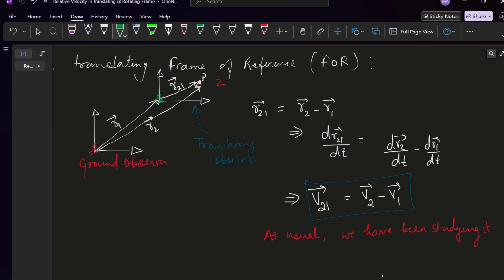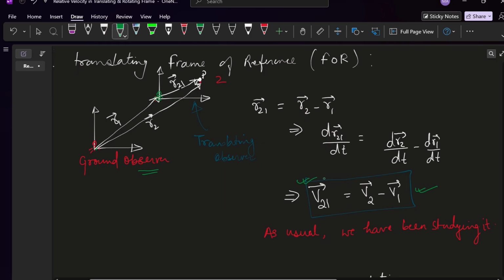dR2/dt is nothing but the velocity of 2 with respect to the ground observer, because it is the rate of change of this position vector with respect to the ground. And dR1/dt is the velocity of this frame 1 with respect to the ground observer. So as usual, we know this. This is pretty simple, right? So this is case 1 when the frames are translating. For example, this frame is translating, it's not rotating, by the way. Then as usual, we can write this.